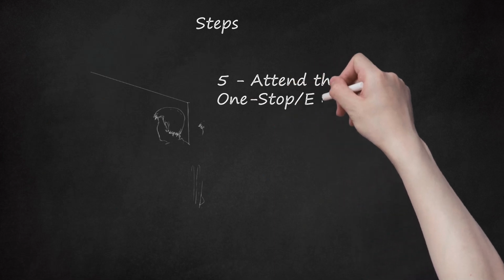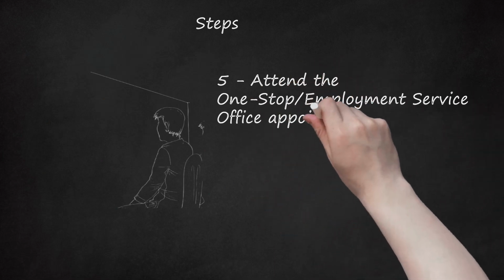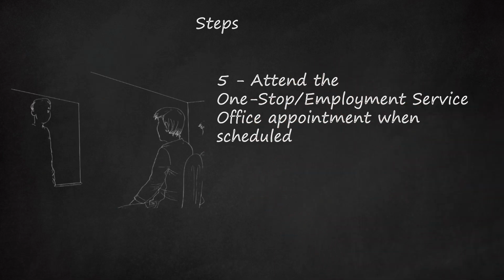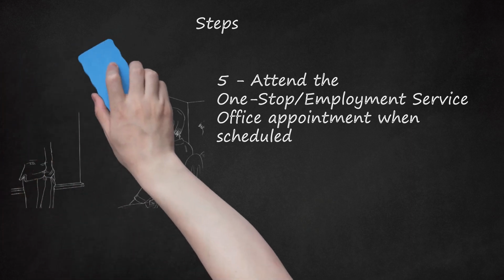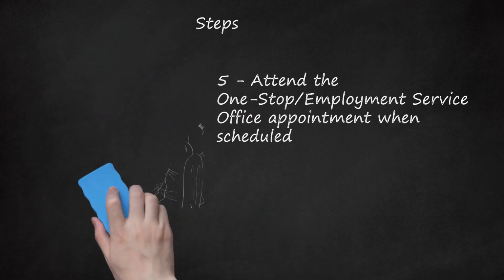Step 5. Attend the one-stop employment service office appointment when scheduled. The appointment is required in order to receive benefits. Workshops are conducted by trained personnel and are designed to help unemployed workers evaluate their own skills and explore opportunities in other industries. The service can also provide job training and counseling.